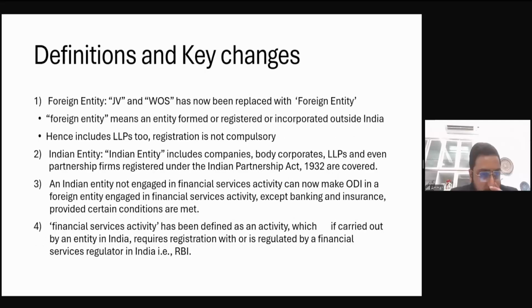Now we will discuss the major changes which the rules and regulations of 2022 have brought compared to the earlier ones. The definition of foreign entity has changed. Earlier, joint venture and wholly owned subsidiary had been defined. Now they have replaced this with the term foreign entity. Now what is a foreign entity? Foreign entity means any entity formed, registered or incorporated outside India.